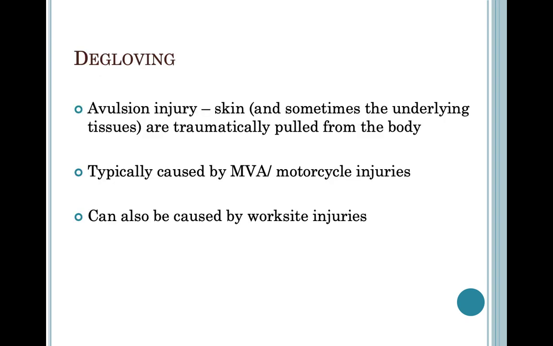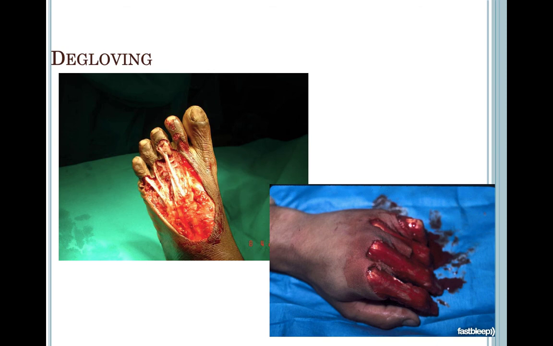Degloving injuries are actually an avulsion injury where the skin and sometimes some of the underlying tissues are traumatically pulled away from the body. They are also typically caused by motor vehicle and motorcycle injuries, but also can happen in occupational injuries if the person's hand or foot or other body part gets stuck in a piece of machinery. So here's an example of a degloving injury of the left foot and one of the left hand.